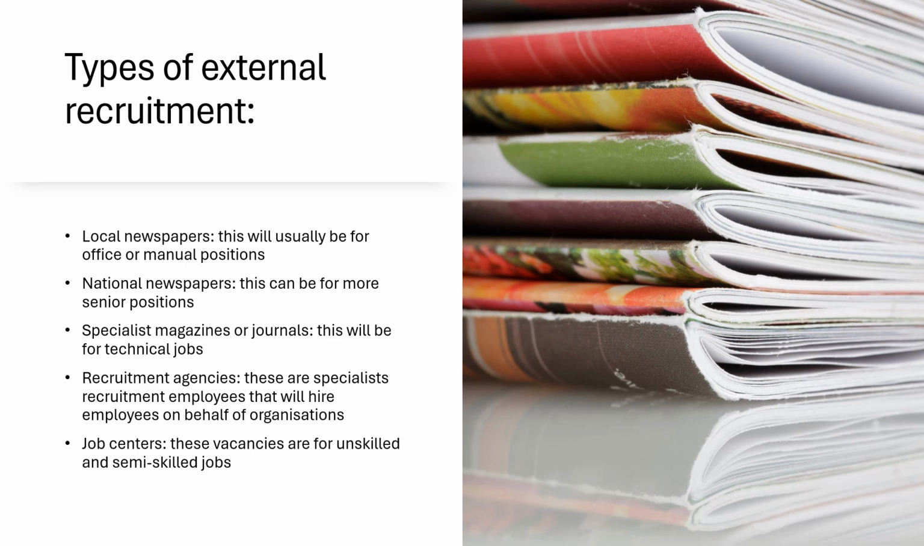Now, what are the types of external recruitment? There are local newspapers, which will usually be for office or manual positions. There are national newspapers, which can be for more senior positions. There are specialist magazines or journals, which will be for technical jobs. It can also be done through recruitment agencies. These are specialist recruitment employees who will hire employees on behalf of the organization. And job centers. They will also have vacancies for unskilled or semi-skilled jobs.